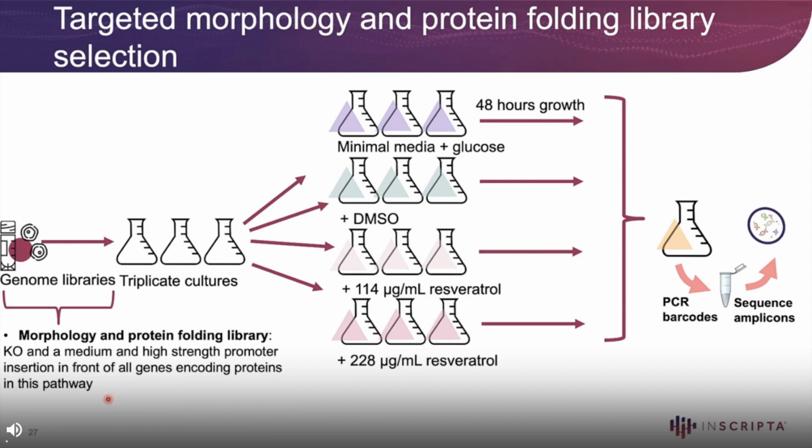And so once we had this library built, the same as before, we grew these in biological triplicates, and they were then grown in minimal media with glucose with the addition of DMSO, because that was used to dissolve the resveratrol, and then 114 and 228 micrograms per mL resveratrol. These then grew for 2 days, and then the genomic DNA was extracted and the barcodes were PCR'd, and these amplicons were sent for sequencing.